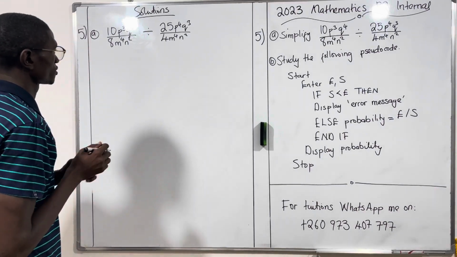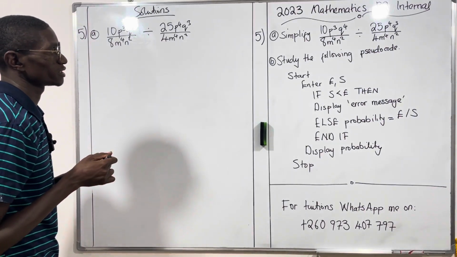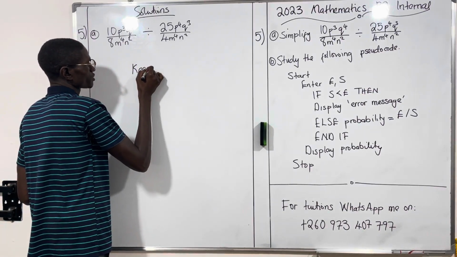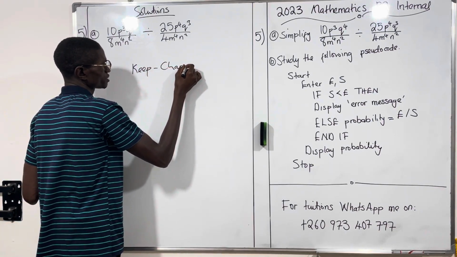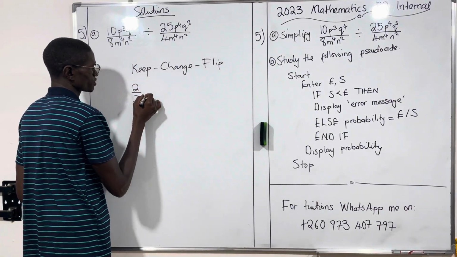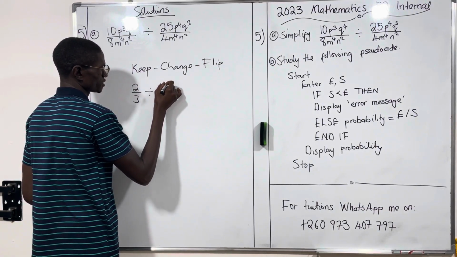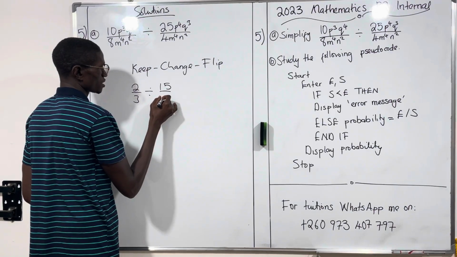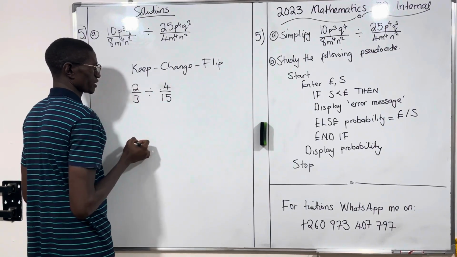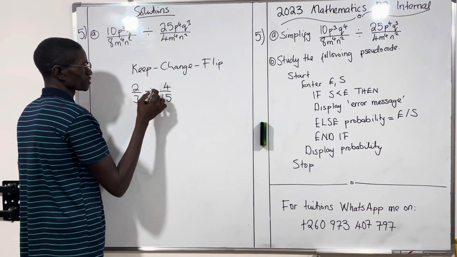Before we start solving that question, I just want to give you an introduction to how we divide fractions. We divide fractions using what we call the KCF, which means keep, change, and flip. So let's say you have 2 over 3 divided by 15 over 4. So we're dividing these two fractions. Keep, change, flip is what we use, KCF.